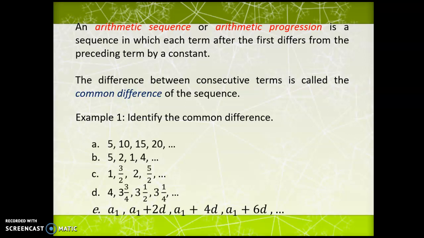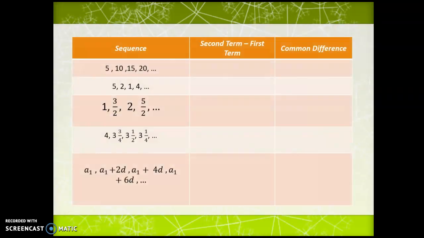Identify the common difference in each sequence A, B, and C. So let's put it to tabular form here. Okay, so first is 5, 10, 15, 20. For you to get the common difference, you subtract the second term by the first term. So it becomes 10 minus 5, that is 5. So the common difference is 5.